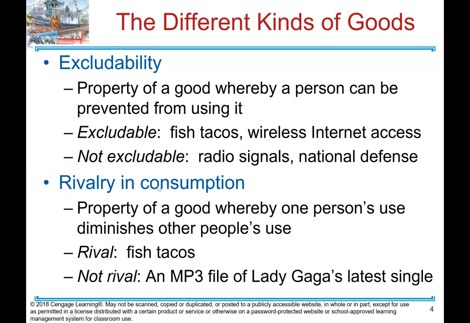The other feature is rivalry in consumption. This is a property of a good whereby one person's use diminishes another person's use. A fish taco is an example of a good that is rival in consumption. Not rival in consumption: an MP3 file of Lady Gaga's latest single. Once it is there, anybody can enjoy it and it does not diminish your enjoying it.